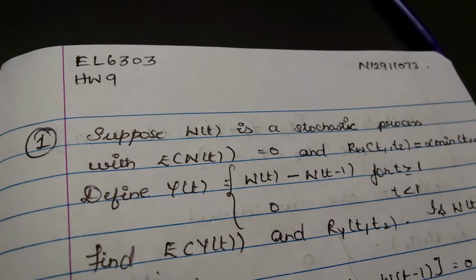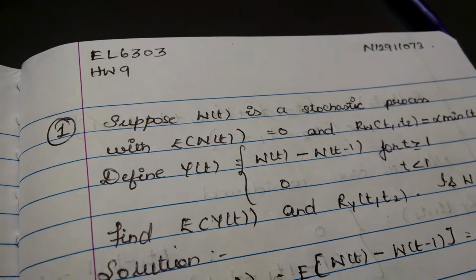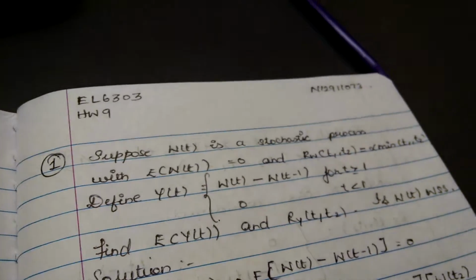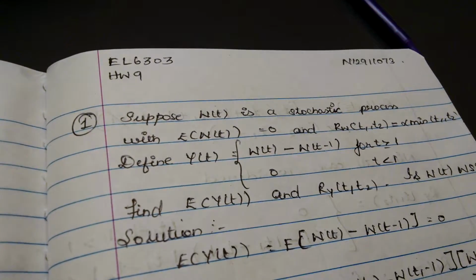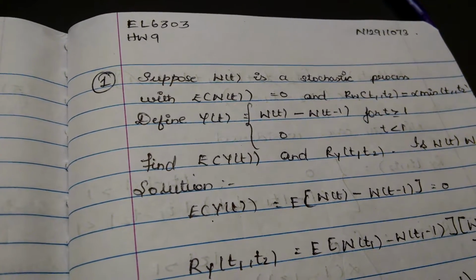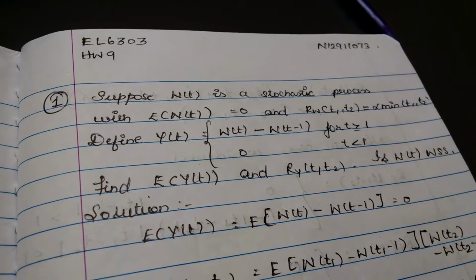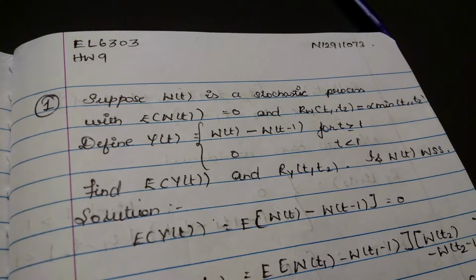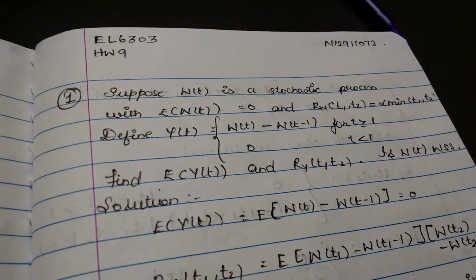This is EN6303 homework 9 question 1. The question given is: W of t is a stochastic process with the mean of W of t equal to 0 and autocorrelation alpha times minimum of t1, t2.